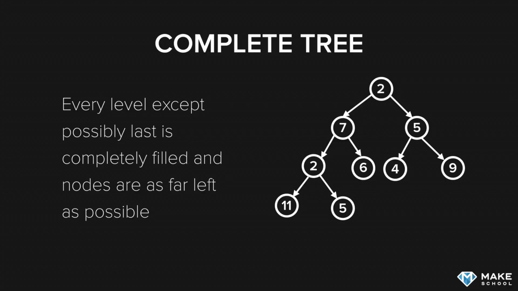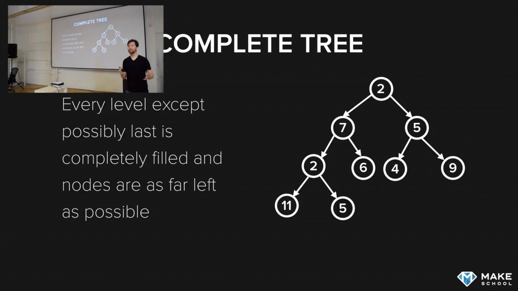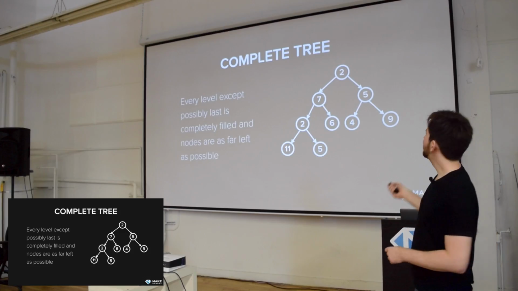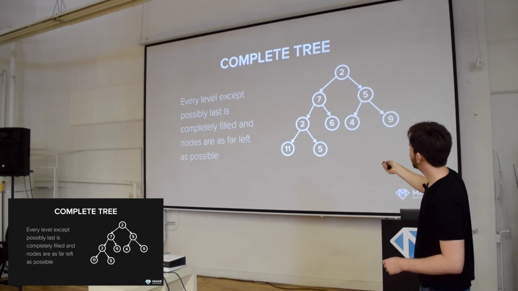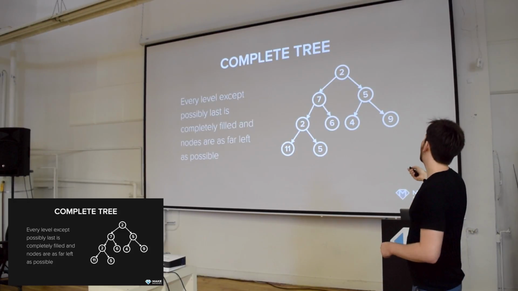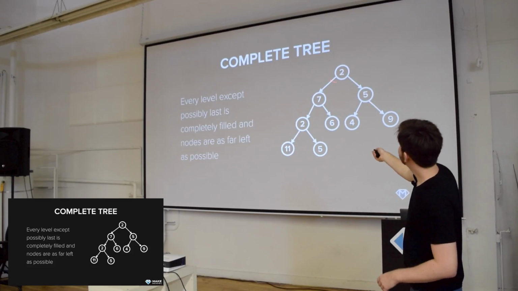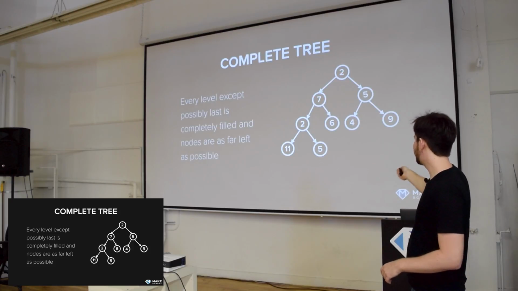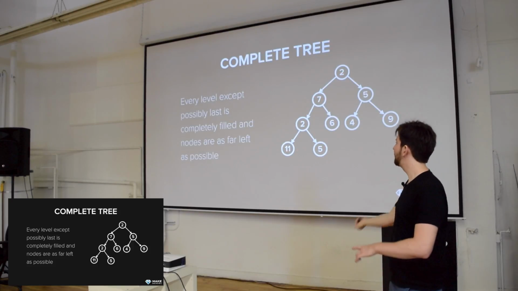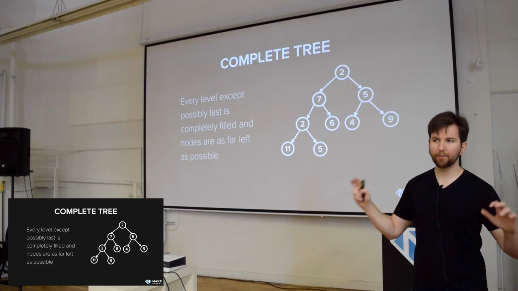So this is a complete tree. That means every level, except for possibly the last, is completely filled, and the nodes are as far left as possible. This definition will become more important when we talk about heaps later, but just know that a complete tree means that every internal node has 2 children, and every leaf basically is as far left as possible. So this level is full, this level is full, this level is full. This level is not full, but the nodes are as far left as possible. So this is a complete tree.